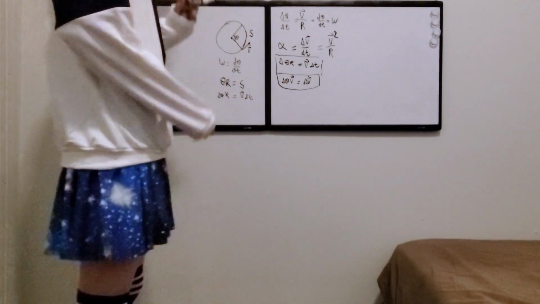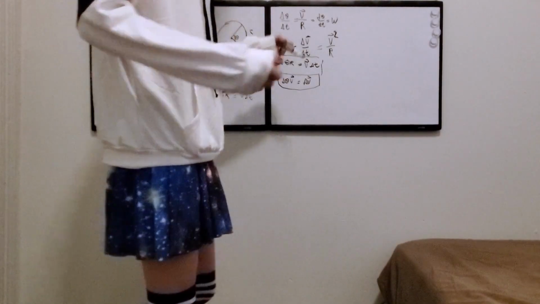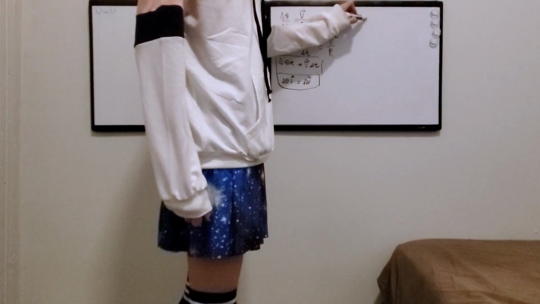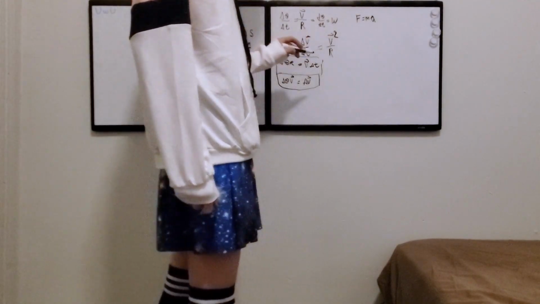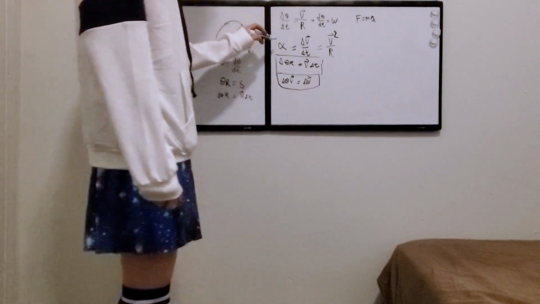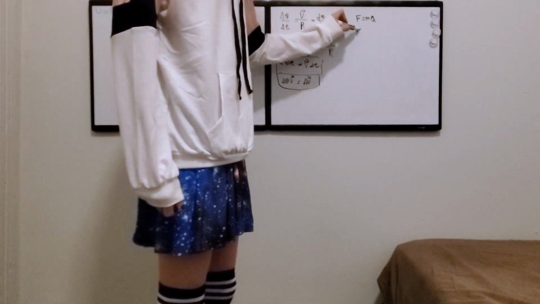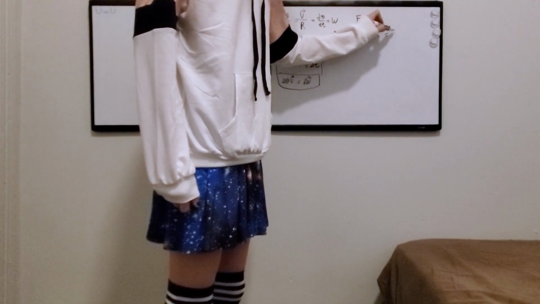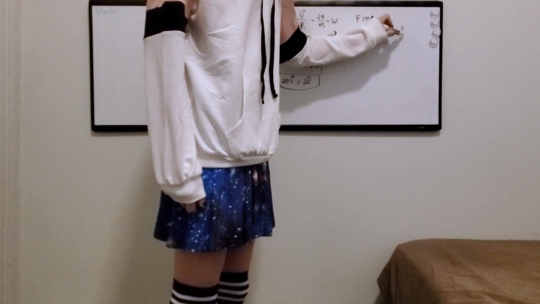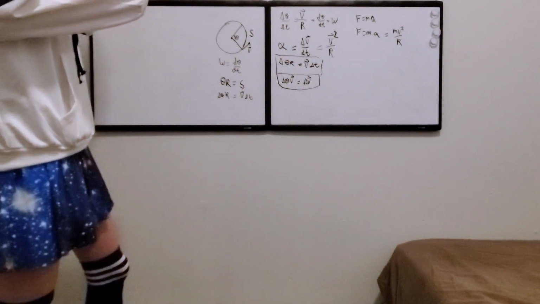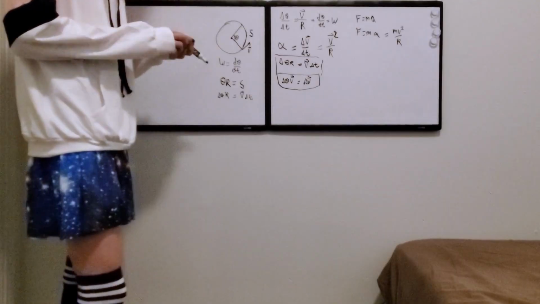Now the last thing for us to do is get centripetal force. So we have F equals ma. And instead of a, we're going to use our angular acceleration. So we have F equals m times alpha, which is going to be equal to mv squared over r. And so that's how you derive the circular motion equations.